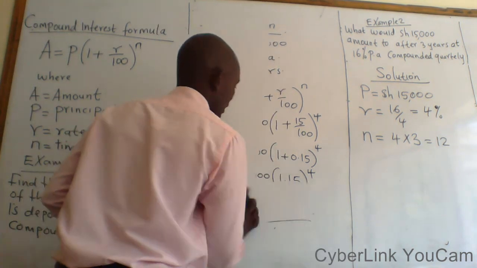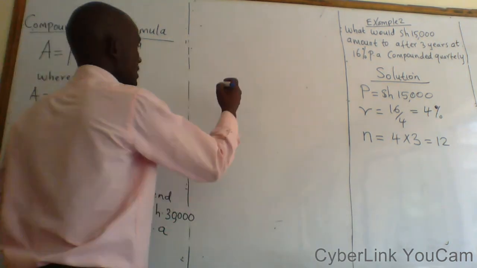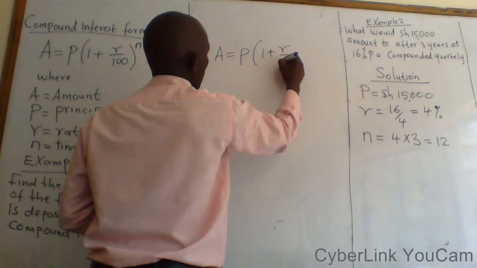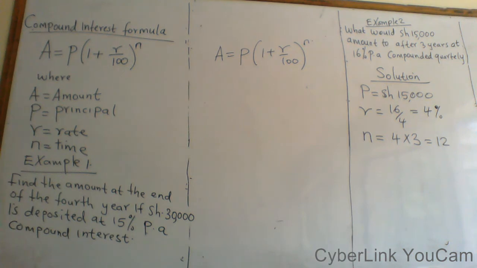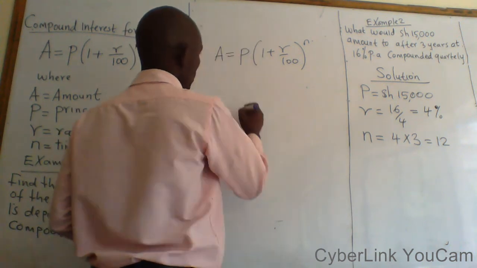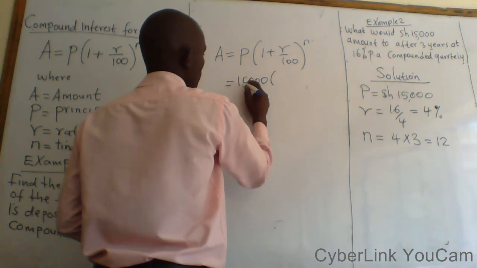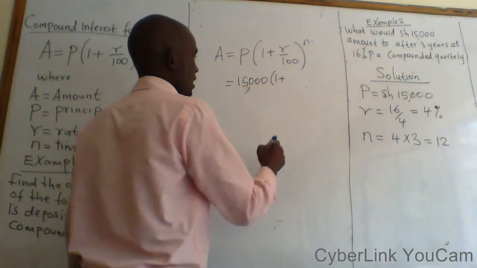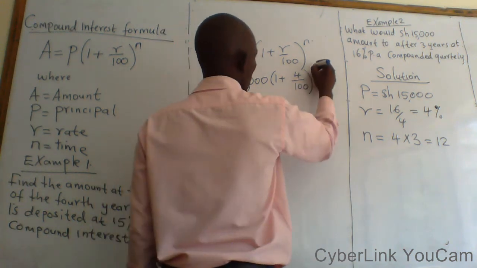We will take the formula as usual. We know the formula is amount is equal to principal into 1 plus R all over 100 raised to power n. Remember, we have determined all these parameters. So our principal is 15,000 into 1 plus the rate. What is the rate? The rate is 4% all over 100 raised to power 12.